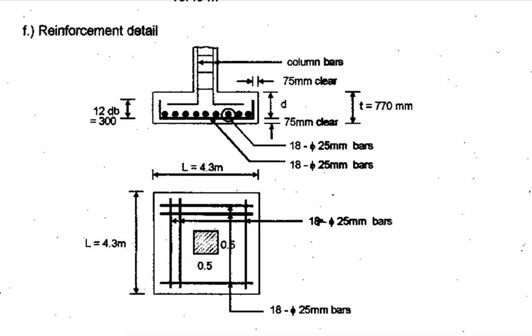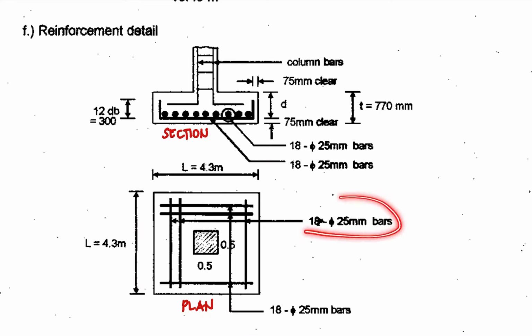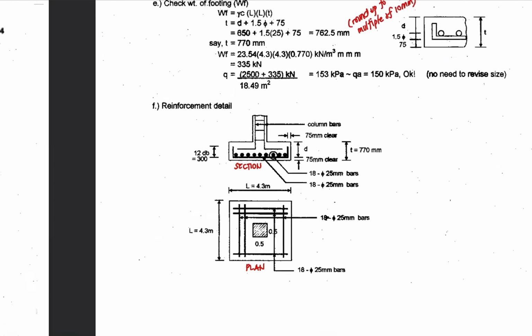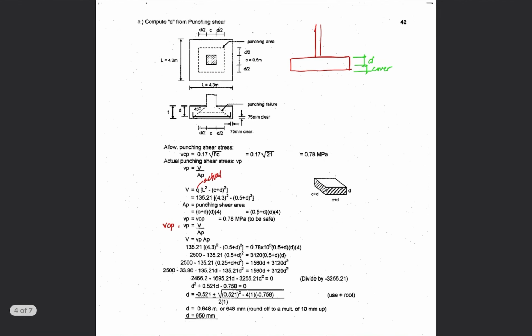So this is the section, this is the plan. The bar diameter used and the number of bars are shown in the section, then the thickness, and then in the plan view you have the dimension of your footing and then the bar used. Okay, so that's it for the design of footing or foundation.